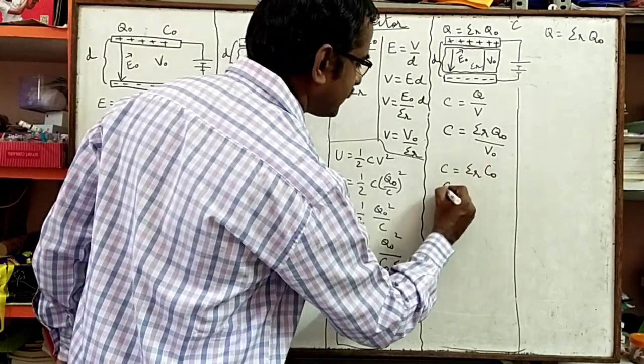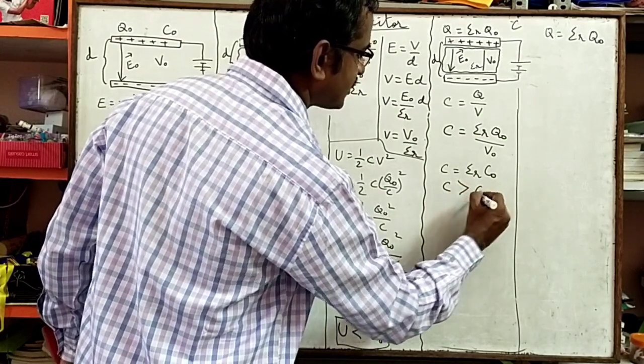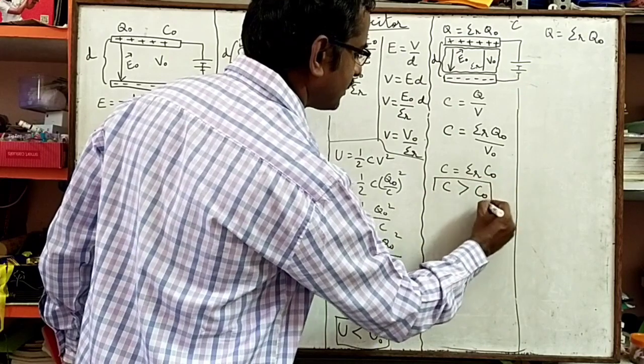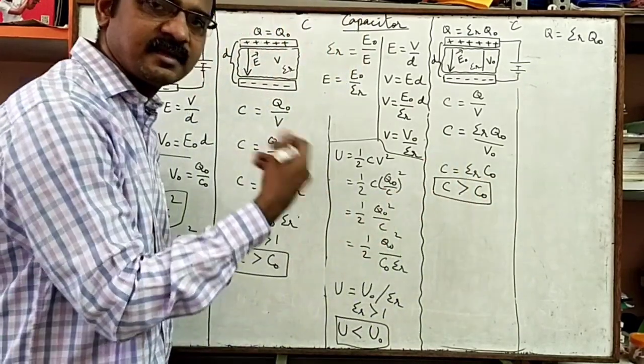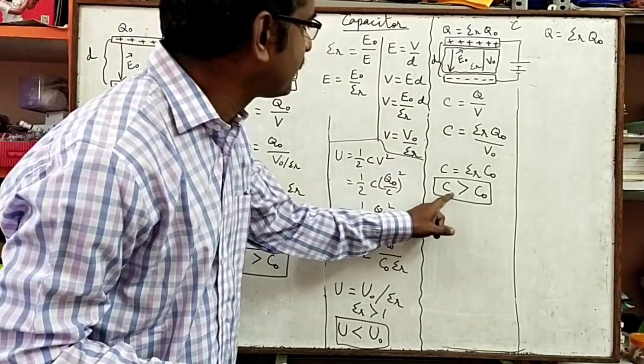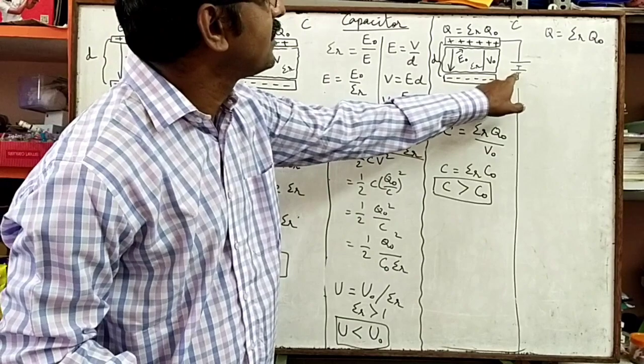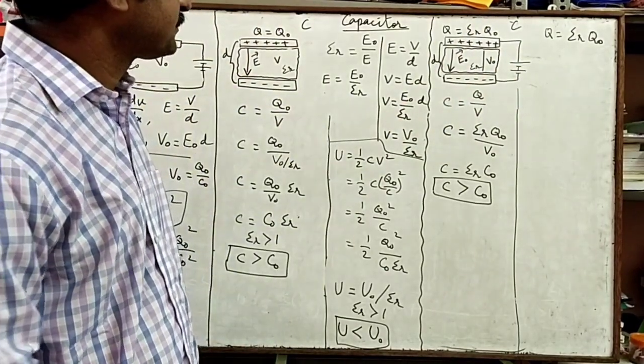We understand that the capacitance of the capacitor increases in this case. C is greater than C naught because epsilon r value is greater than 1. So the capacitance of the capacitor increases when a dielectric is there and also the battery is continuously connected there.